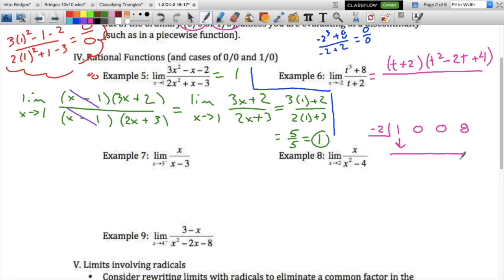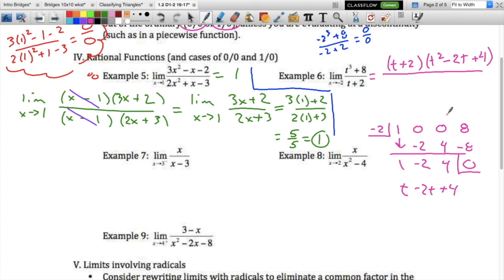This is a blast from the past. 1 comes down, multiply by negative 2, we get negative 2. Add them together, negative 2. Multiply, we get 4. Add them together, 4. Multiply, we get negative 8. Add, 0. And 0. So what's our remaining factor? It'd be t squared minus 2t plus 4. That's exactly what we get here. Okay?